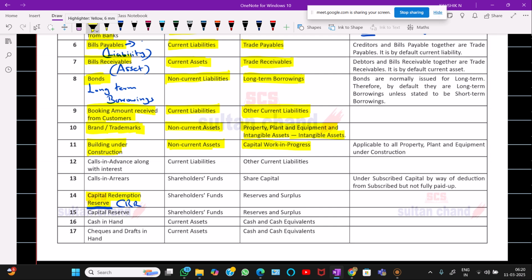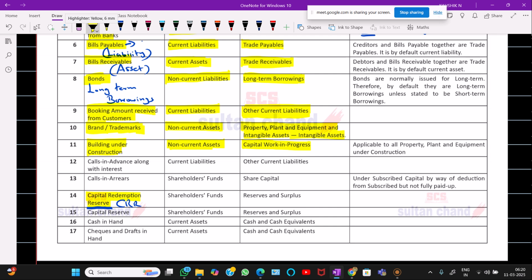Wherever the word reserve is there, it is one among the reserves. We have many kinds of reserves. One is general reserve, the other one is a specific reserve. Now tell me, is this capital redemption reserve general or specific?